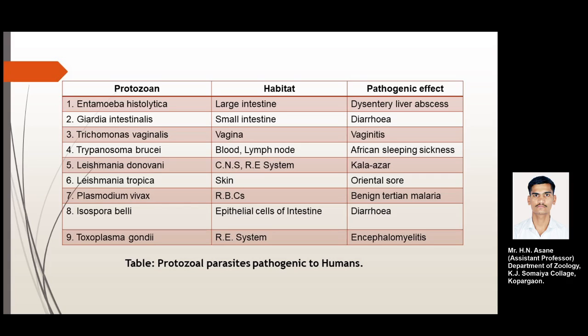And the fifth one is Leishmania donovani. Leishmania has two species, Leishmania tropica and Leishmania donovani, and these are located at the central nervous system as well as the respiratory system, and the pathogenic effect caused by Leishmania donovani is Kala Azar. Kala Azar is one of the severe diseases. Severe deaths happened due to this Kala Azar in Africa in the mid 70s or the mid 80s, during this ten year tenure.